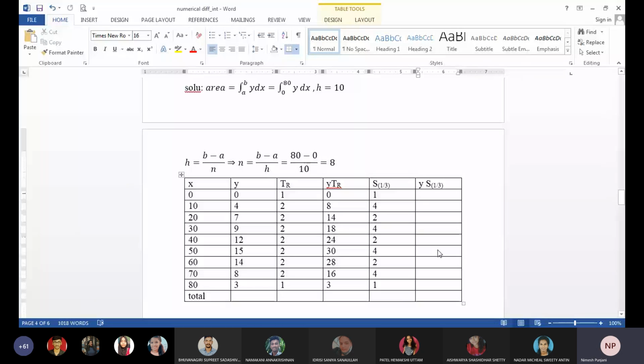Okay. So now y into s 1 by 3. Okay, so we will multiply them. और उसके बाद उसका टोटल करेंगे हम लोग. ओके, तो ये y TR और y S 1 by 3 का टोटल करना है. तो टोटल करके देखो क्या वैल्यू आता है. तो 0 16 होगा ना? कहाँ पे? 8 की जगह पे 16 होगा ना? y into s1 by 3.